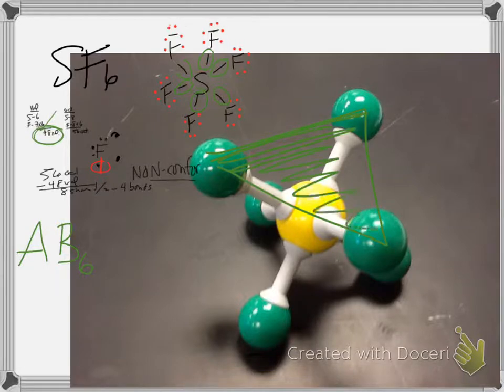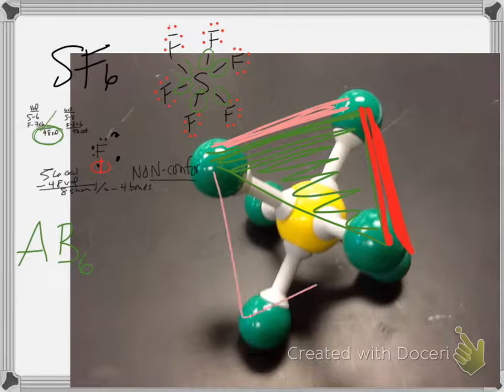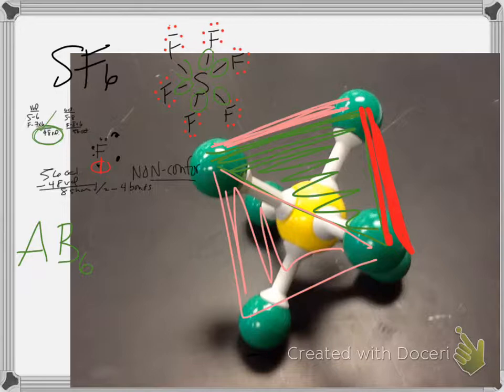There's one surface. There's another, whoops, how'd that happen? There's another surface on the other side. There's another surface on the other side. There are 4 surfaces on that top. There are also 4 surfaces on the bottom. How many surfaces is that? 8. Oh, it's octahedral.